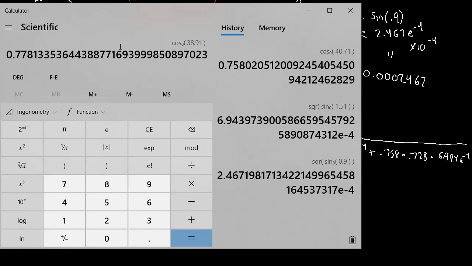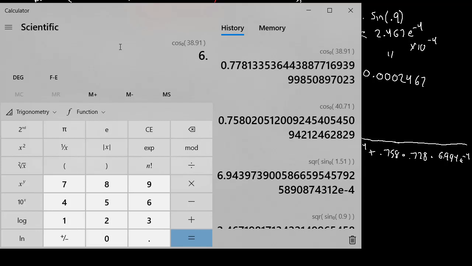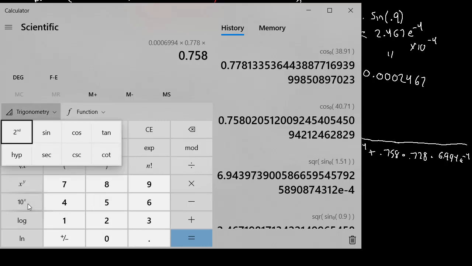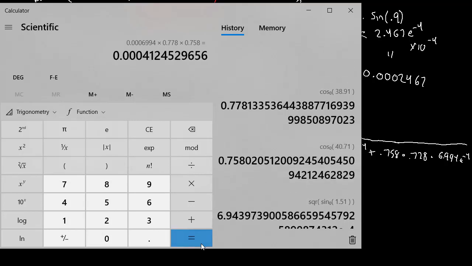And we're going to do 6.994. Actually, to keep things simple, we're going to convert everything. So 1, 2, 3, 4, 994. So that's the 6.994 e to the negative 4. Multiply that by 0.778. Multiply that by 0.758. And if we do all of that, we get that value there.